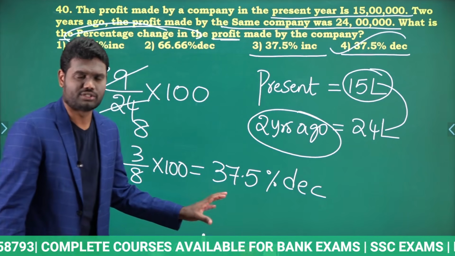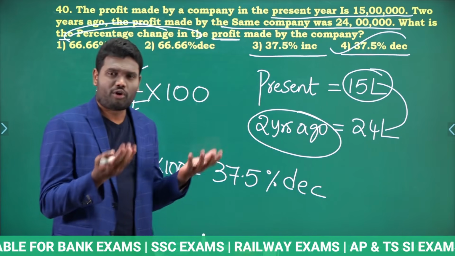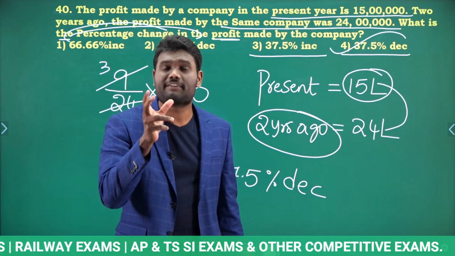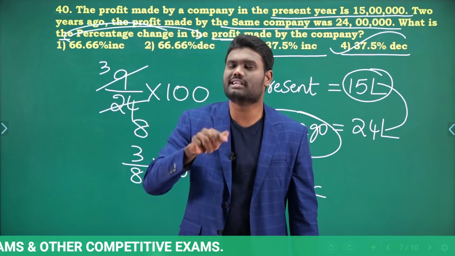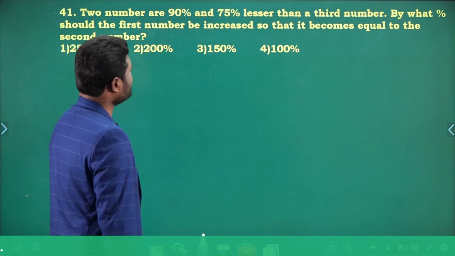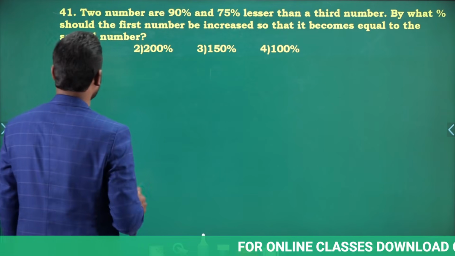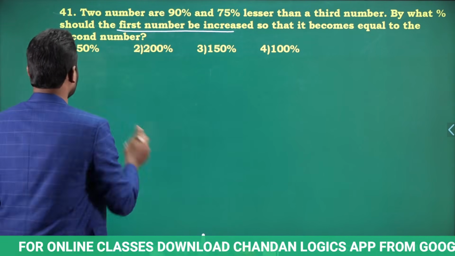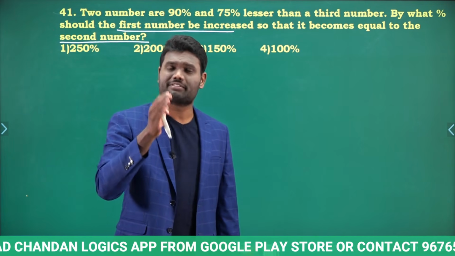Okay, very simple question. So whenever you have questions like percentage change based upon company profits or strength of a class, what you need to do is simply take the difference, and whatever the past values you have, you need to write in the denominator. Okay, very simple question. Next one, two numbers are 90% and 75% lesser than a third number. By what percent should the first number be increased so that it becomes equal to the second number? Now even this question is similar to whatever the questions we have discussed earlier.